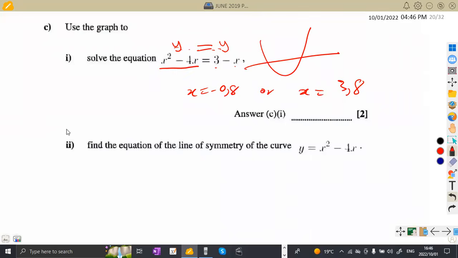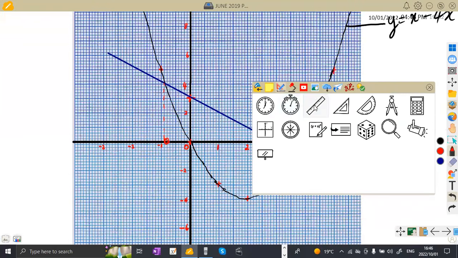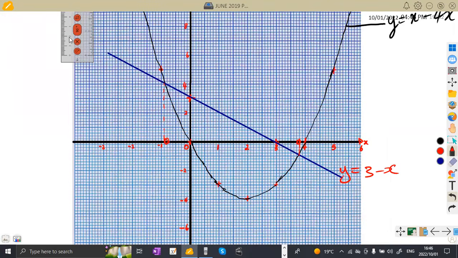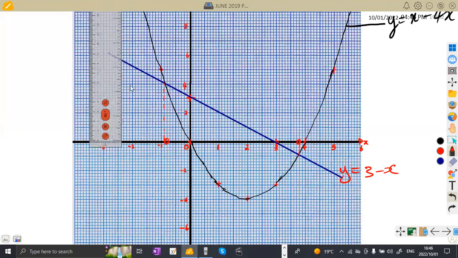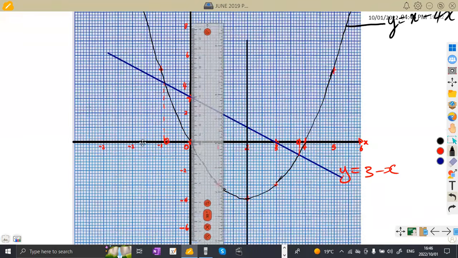The other part is: find the equation of the line of symmetry of the curve of x squared minus 4x. The line of symmetry is the line which divides your graph into 2 equal parts. So this one, you take it at the turning point of your graph. Your graph turns at this point. I want you to see what is happening at 2 directly here. That is where your graph is divided into 2 equal parts. So this line here divides our graph into 2 equal parts.